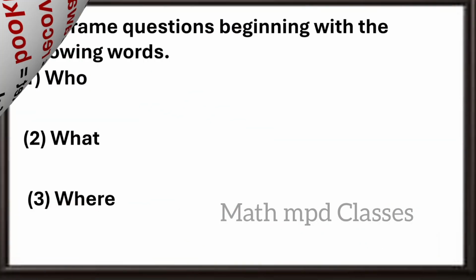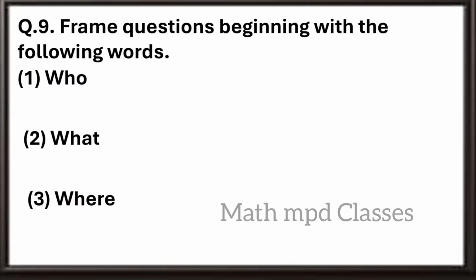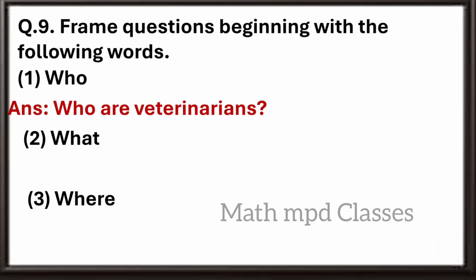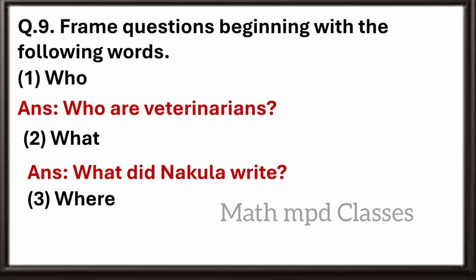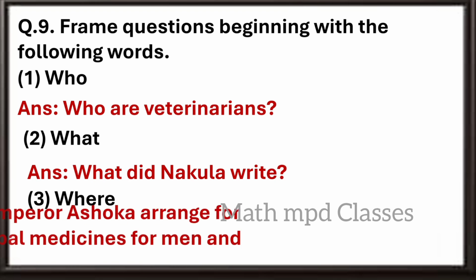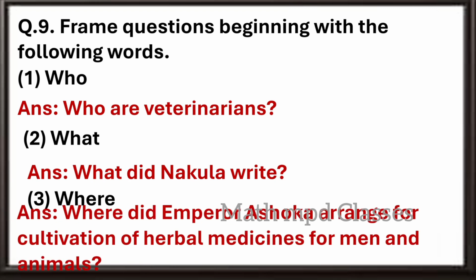Next question. Frame questions beginning with the following words. First, who? Who are veterinarians? Second, what? What did Nakula write? Third, where? Where did Emperor Ashoka arrange for cultivation of herbal medicine for men and animals?